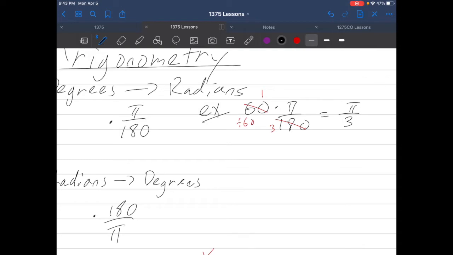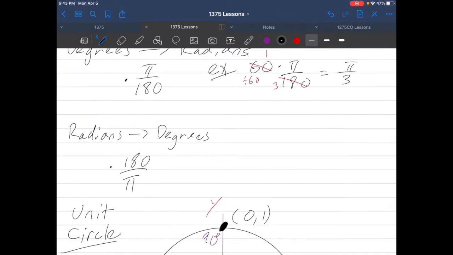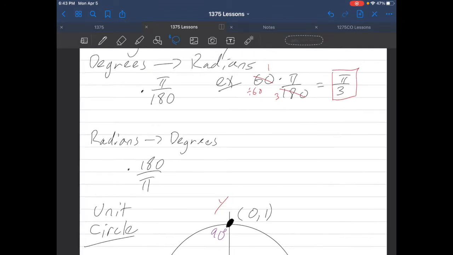Radians will need to be given in terms of pi, right? Radians cannot, in my class, be given in decimal form unless it's really, really explicitly noted. But this is going to be sufficient for a degree measure. So that's an example of converting degrees to radians.